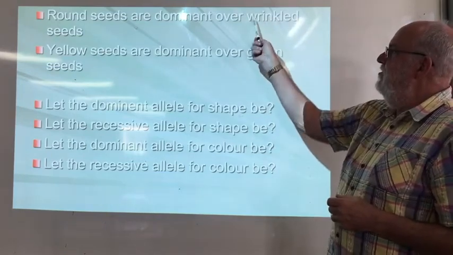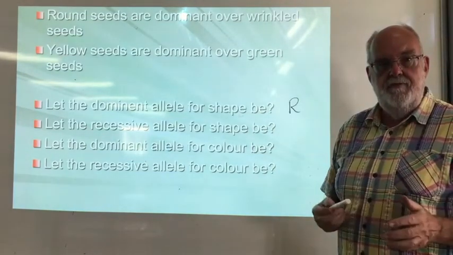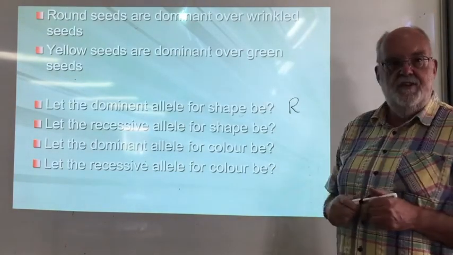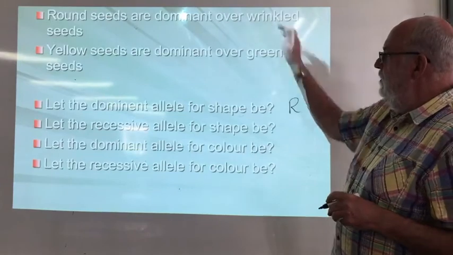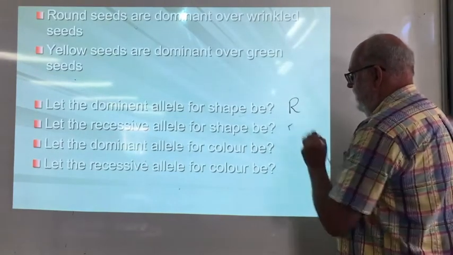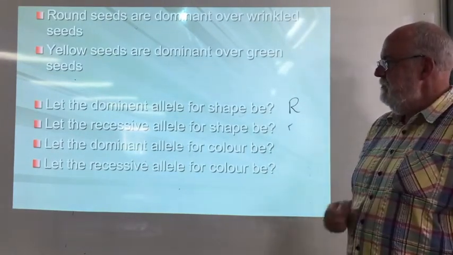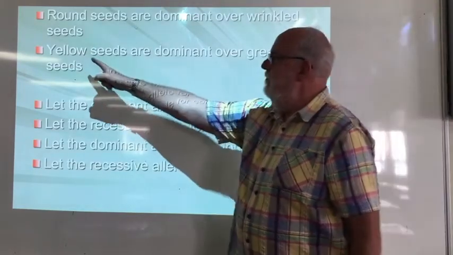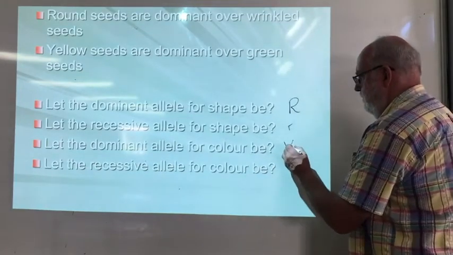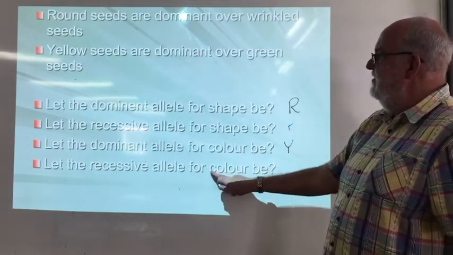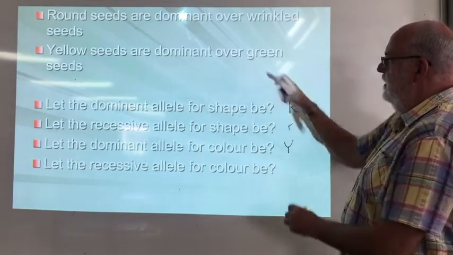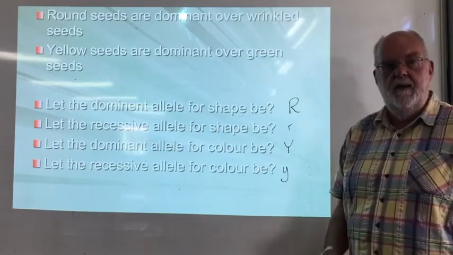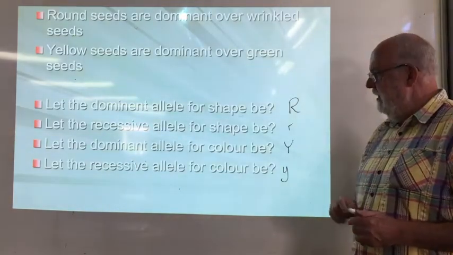Wrinkled, which you would think might be a W, remember from the earlier section I said that the letter is always the same as this, but it's just a lowercase letter. So for wrinkled it is small r. Dominant allele for colour, and the recessive allele for colour, not G for green, but small y because it's recessive to the yellow.